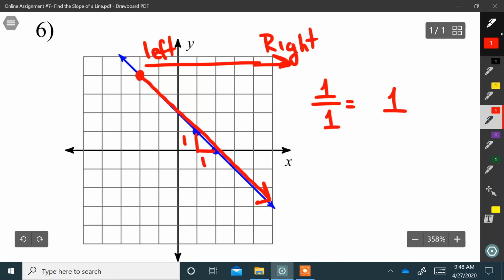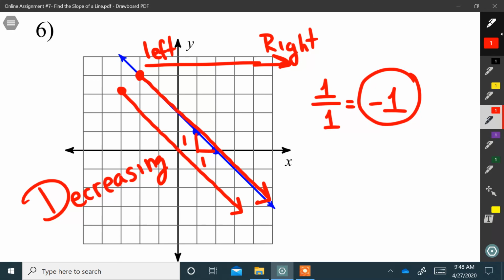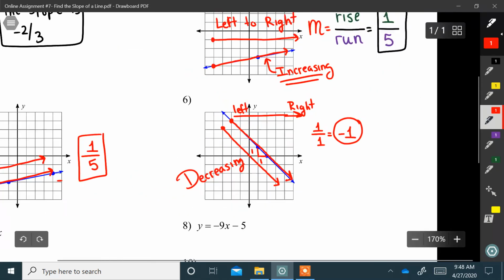When you look at the graph from left to right, is it increasing or decreasing? Since the graph seems to be going down, then this is going to be decreasing. So my answer is not just +1, it's actually going to be -1. That is my final answer for this.